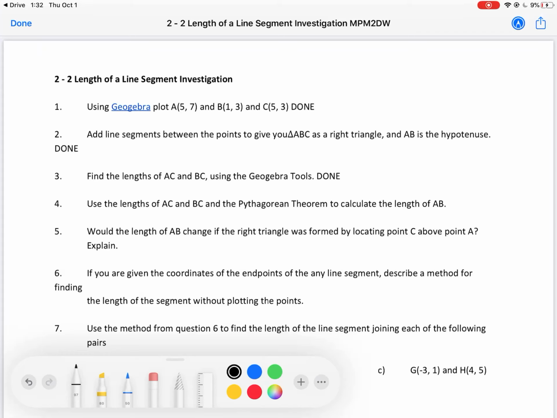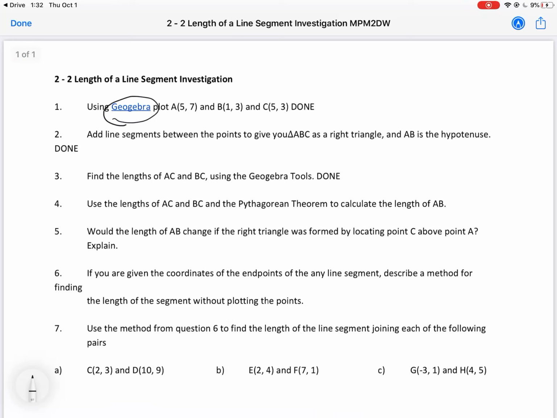This video goes over the length of the line segment investigation. So using GeoGebra, you can plot the 3 points listed there. They will give you an isosceles triangle, or a right triangle that looks like this. And then you are asked to find the lengths of AC and BC.